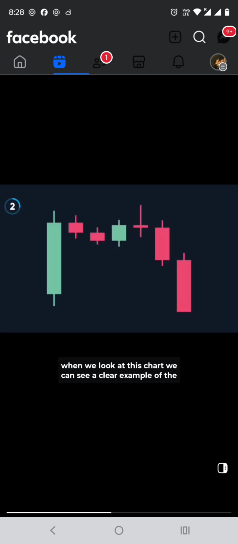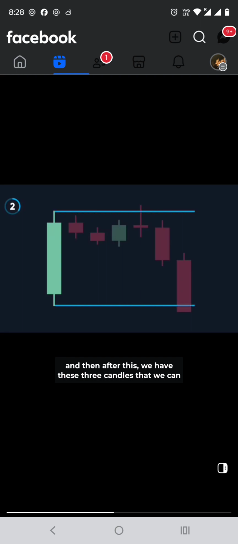Now when we look at this chart, we can see a clear example of the AMD structure that we are looking for. We of course have the first candle that we are using for the candle range high and low. And then after this, we have these 3 candles that we can see haven't moved the price much in either direction. This is the accumulation phase. But then we have this next candle, which creates a sweep on liquidity, and this is the manipulation phase we are wanting to see. But remember, it's important that this candle closes back within the range. Otherwise, the potential setup for a short trade would be void.